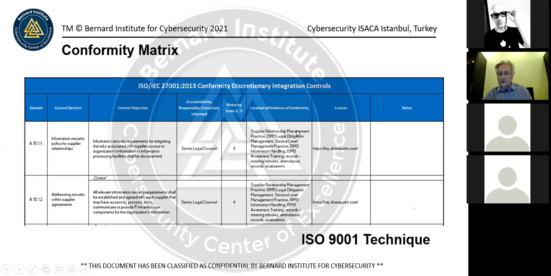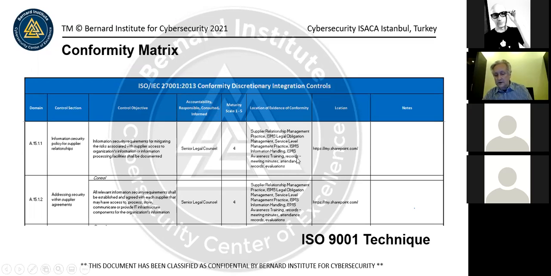You could look at the supplier relationship management practice. That's a document. Practices are different than procedures. Procedures have step-by-step. Practices don't. So that's the big difference. You could look at the legal obligation registry. You could look at the service level management practice. You could look at the information handling practice.